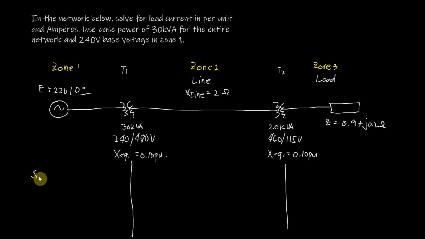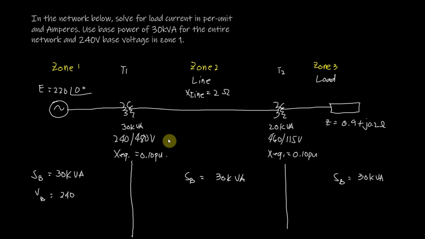So, ang S base dito, SB na lang para mas maiksi, is 30 kVA. So, for the entire network daw yan. So, SB dito is equal to 30 kVA. Okay? So, next is yung ating base voltage, which is VB is equal to 240. Para dito lang yan sa zone 1. Hindi sinabi na applicable yan sa zone 2 or sa zone 3.